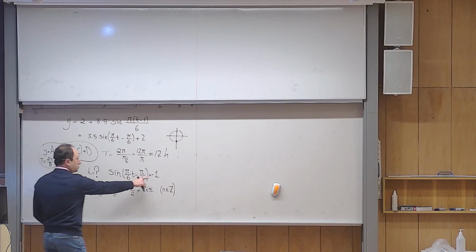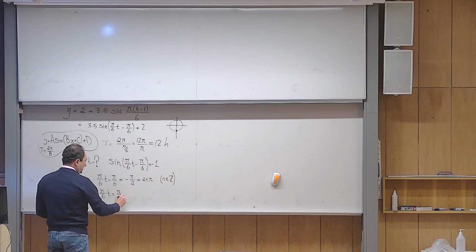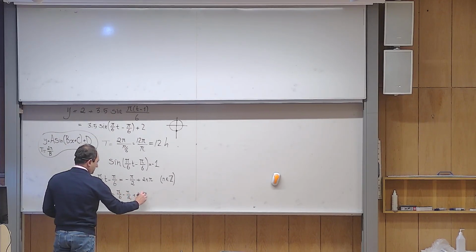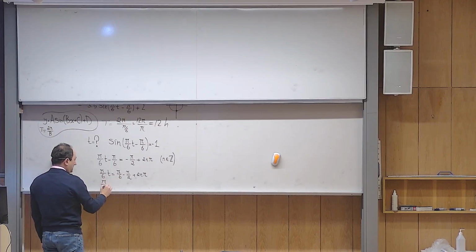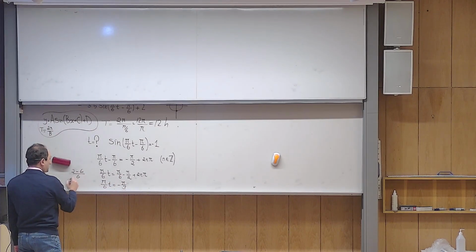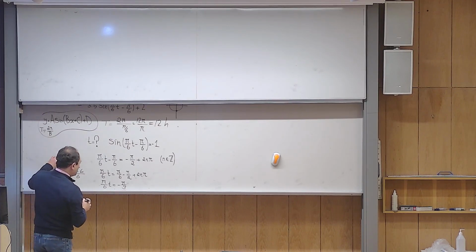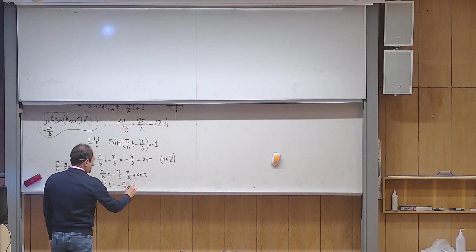This is the only solution because I want to make sine equal to -1. Then I move this to the other side. This becomes positive pi over 6 minus pi over 2 plus 2n pi. And then I simplify this, pi over 6 minus pi over 2. If I take the common denominator 6, this is 1 times, this is 3 times. So this becomes -2 pi over 6, which becomes minus pi over 3. So that's correct. And then plus 2n pi.